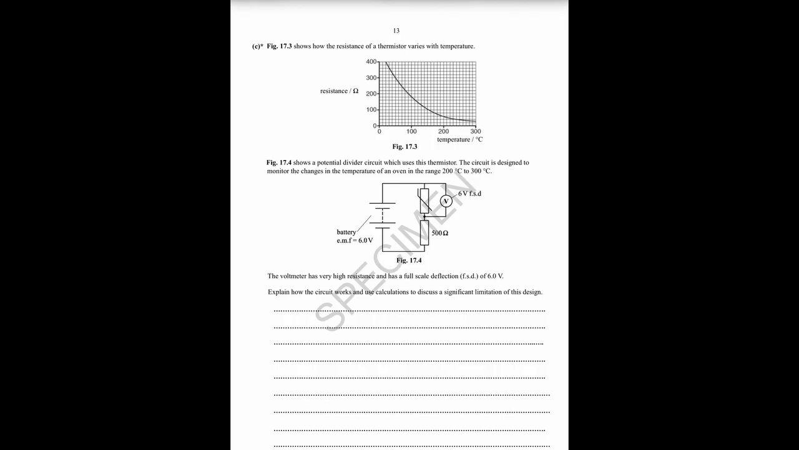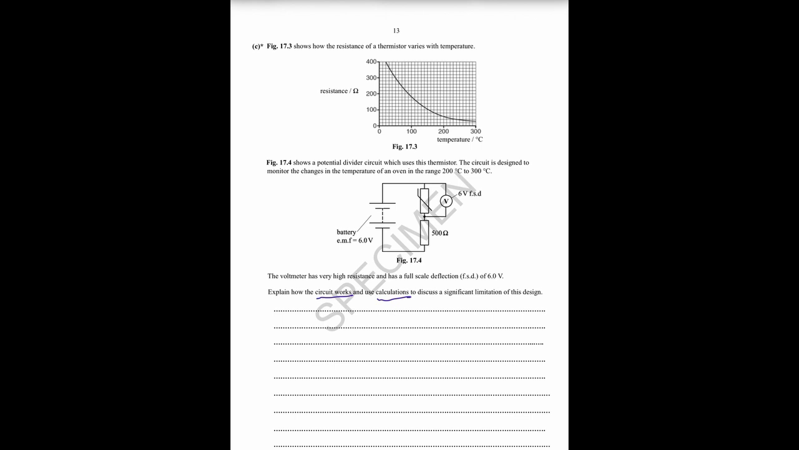Okay, so let's have a look at what the question says. It says explain how it works and use calculations. So obviously I've got to break it down into both of those parts. When I'm saying explain how it works, this is a potential divider circuit, and I just need to know my content for how it's going to work. And then for the use calculations, that's pretty obvious what I'm going to have to do. I'm going to have to take readings from the graph and actually use some kind of calculation to make sure that I've got it right.